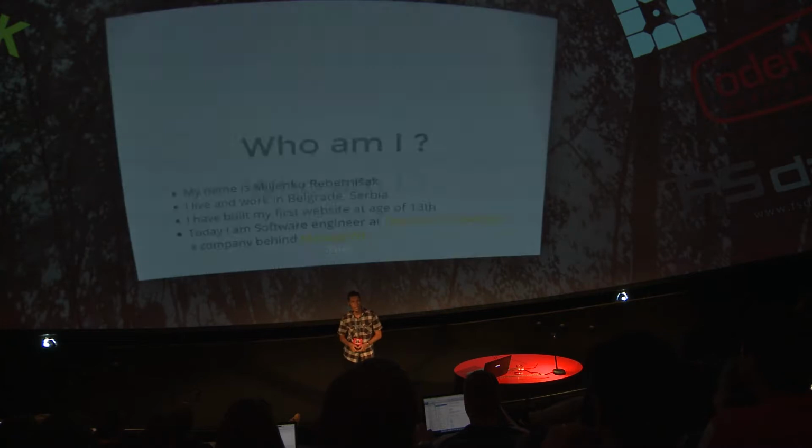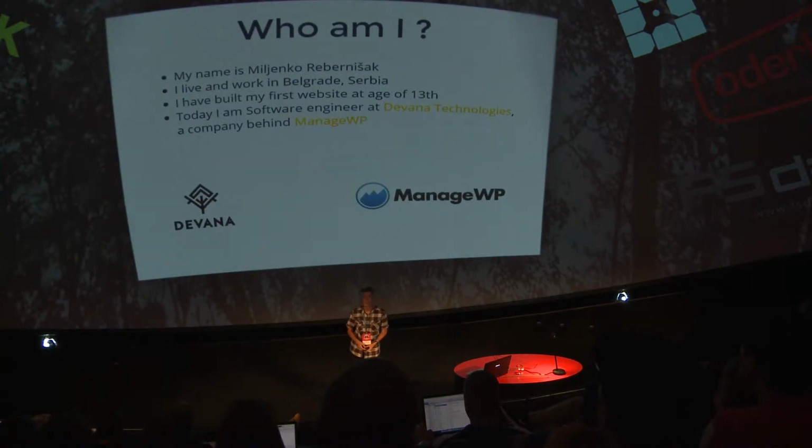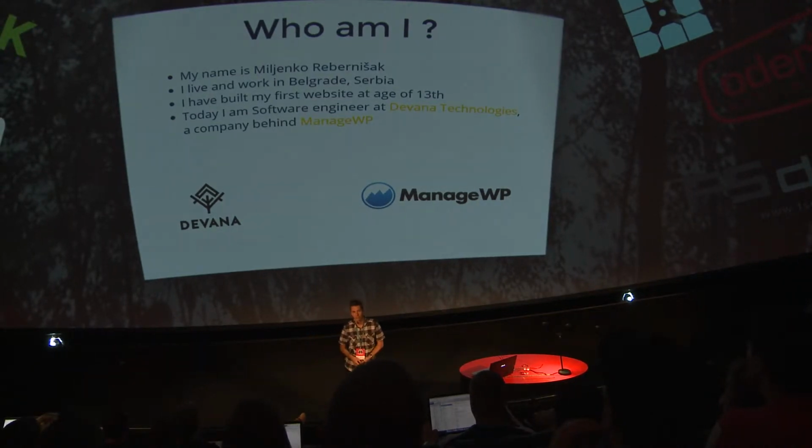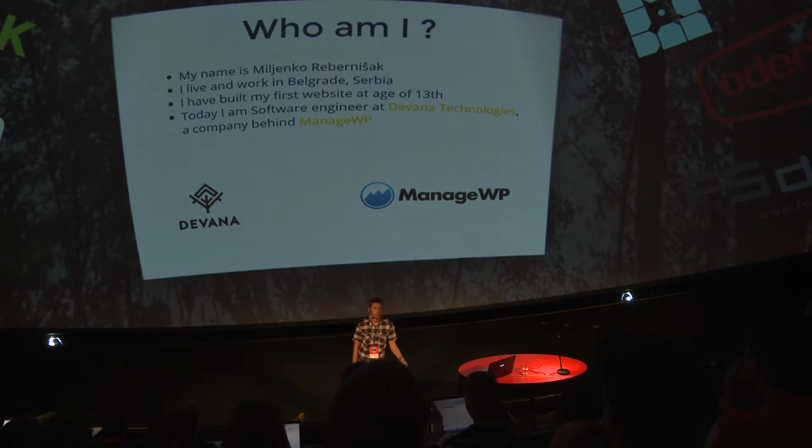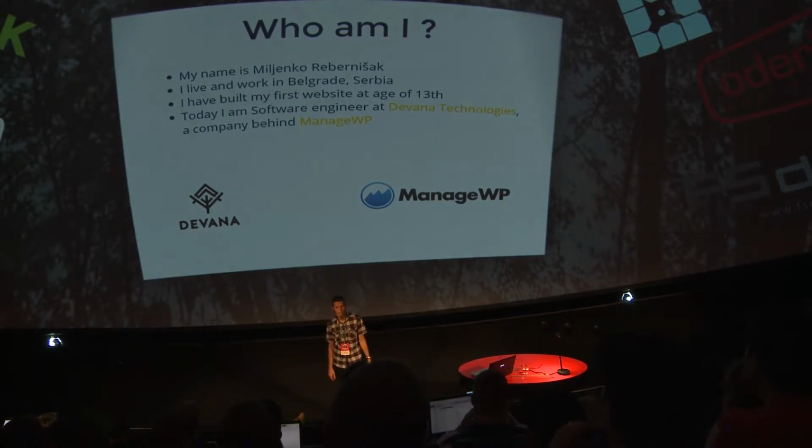But first, who am I and what am I doing? My name is Miljenko Rebernišek and I live and work in Belgrade, which is the capital of Serbia. I built my first website at the age of 13, and from that point I have built a lot of web applications, mobile applications, and some desktop development also. Today, I am working as a software engineer for the company Devana Technologies, which is behind one great product, Managed WP.